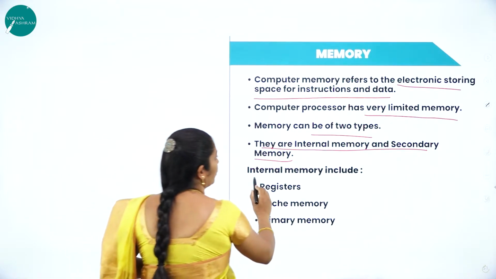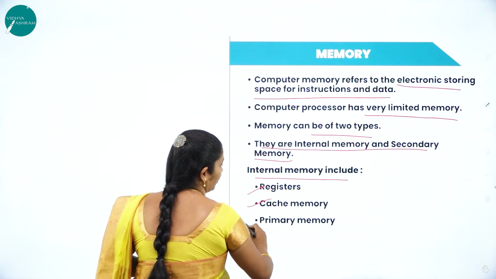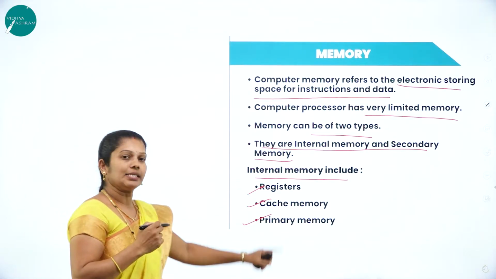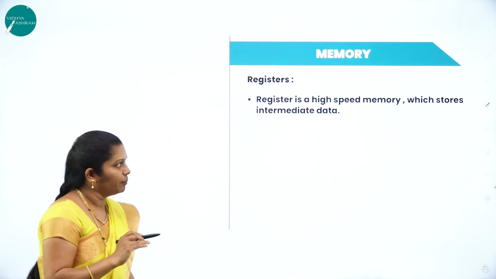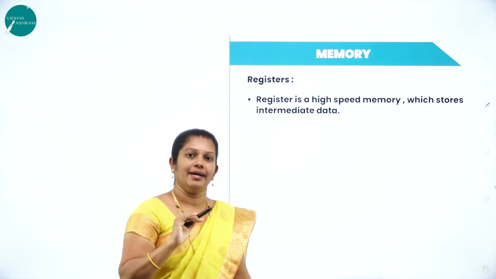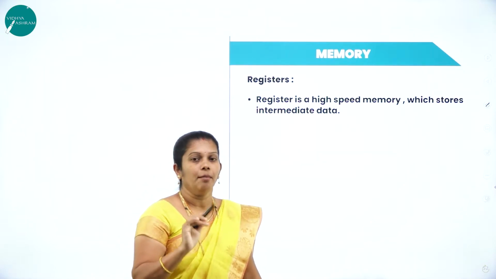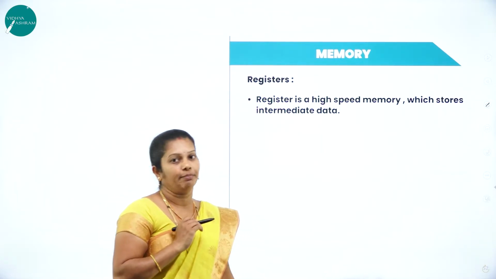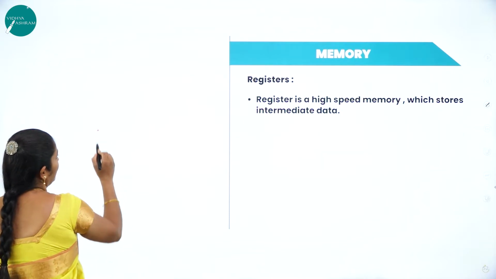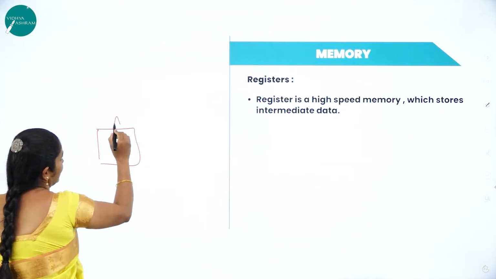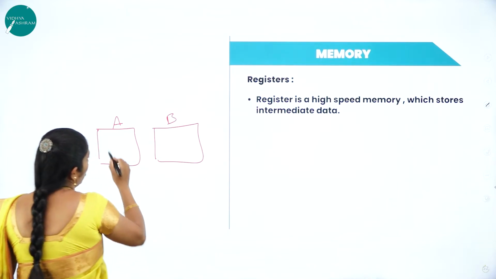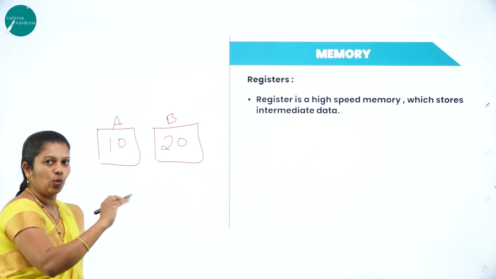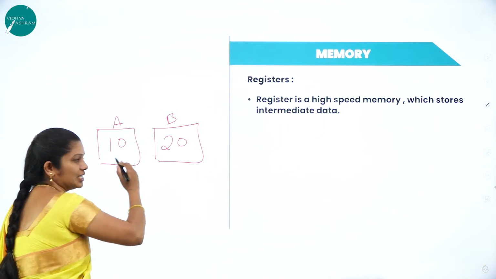Internal memory includes the register, cache memory as well as primary memory. Under internal memory only we have primary memory also. A register is a high-speed memory which stores intermediate data. It is a very high-speed memory, but here we say it stores intermediate data. Then what do you mean by this intermediate data? For example, consider we have one memory place A and one more place B. Here we have the value 10 and here we have the value 20. For example, I want to swap, otherwise interchange, the values.